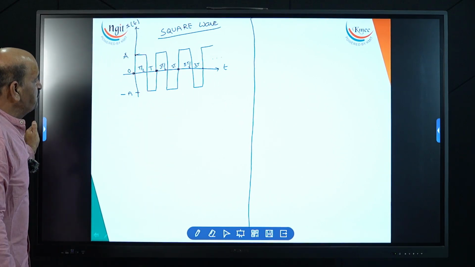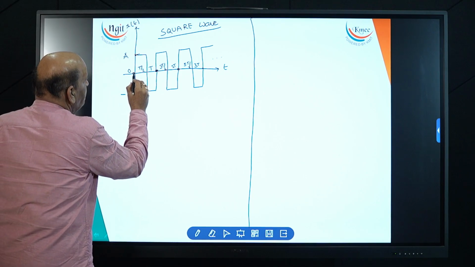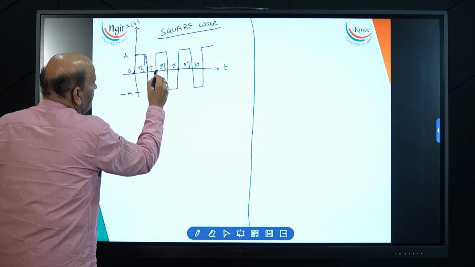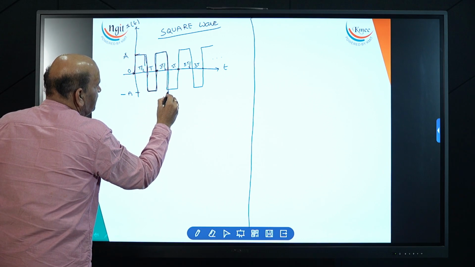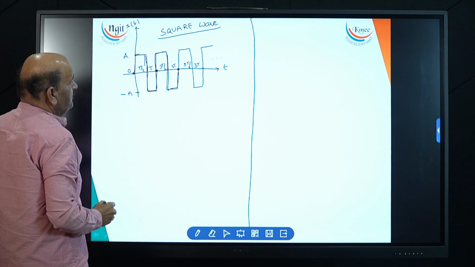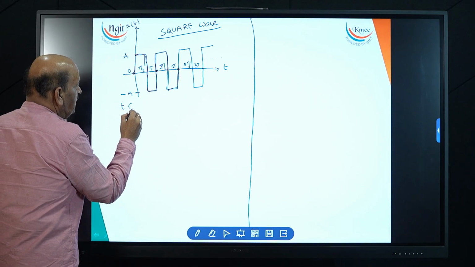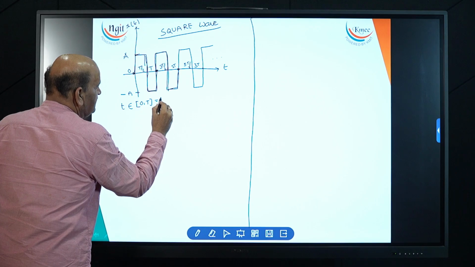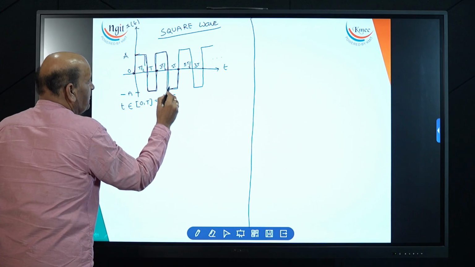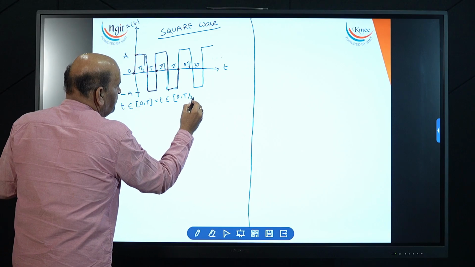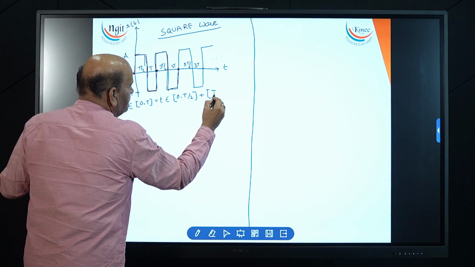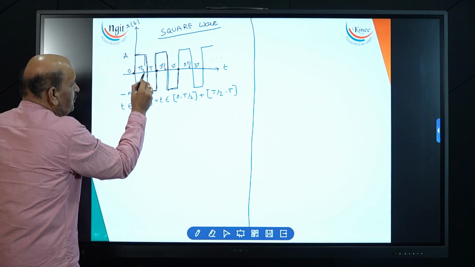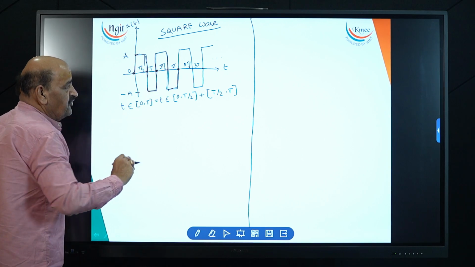This is given. Understanding? From this to this, one cycle. From this to this, another cycle. So, for the period here, t belongs to which one? From 0 to T. 0 to T means what? T belongs to, split into two parts: 0 to T by 2 plus T by 2 to T. Understanding? Two different waves. In this way you have to split.